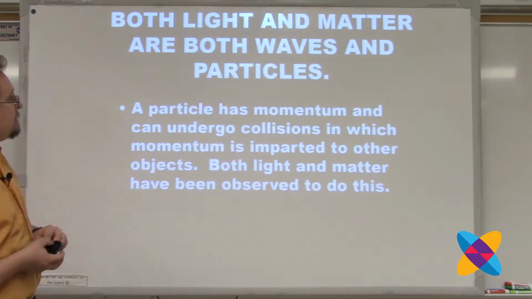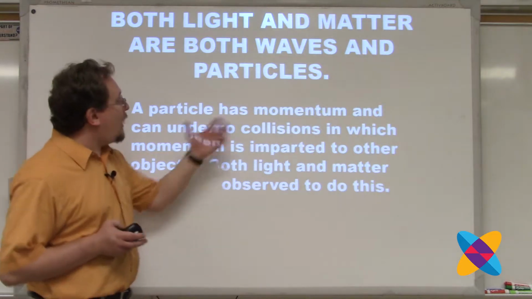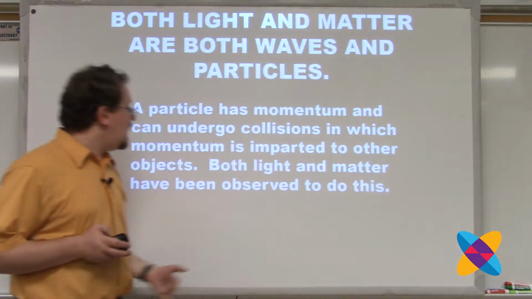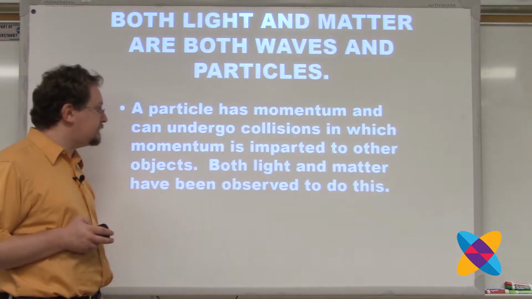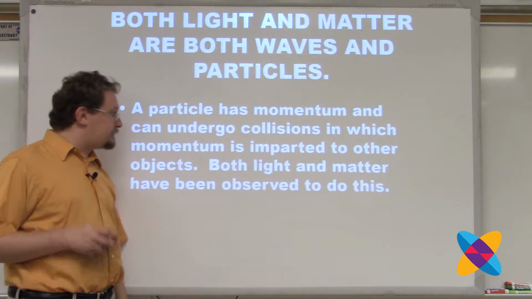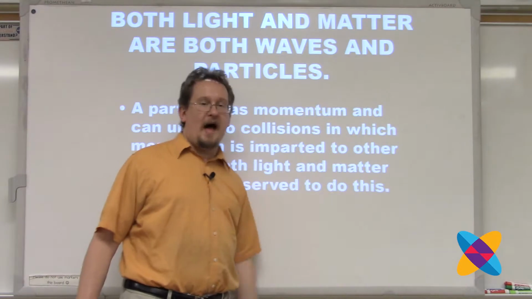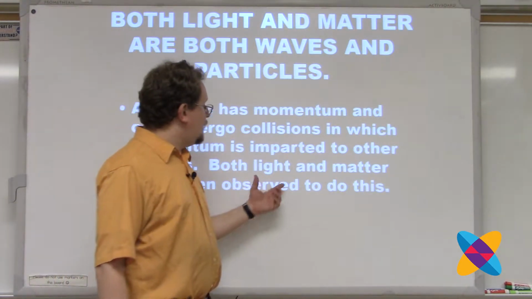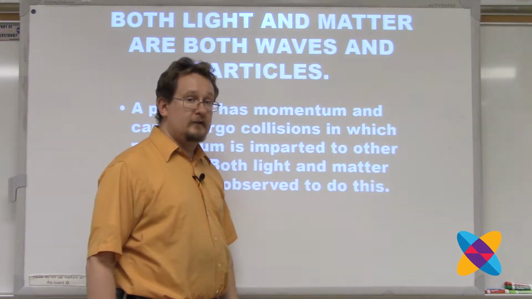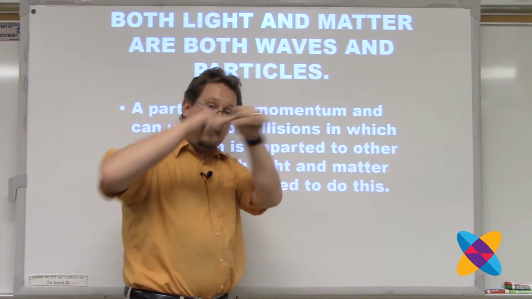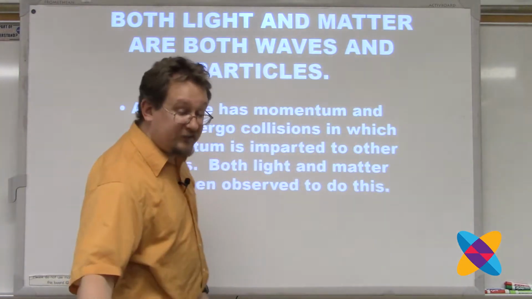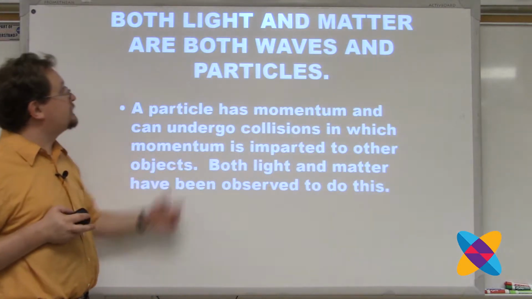Okay. A particle has momentum. A particle can collide with things, and in its collisions, the particle can impart momentum to other objects. Both light and matter have been observed to do this. You want to see matter collide? Go to a pool hall. But when light collides with things, that's like the Compton effect, where a little photon can hit an electron, give the electron some of its momentum.